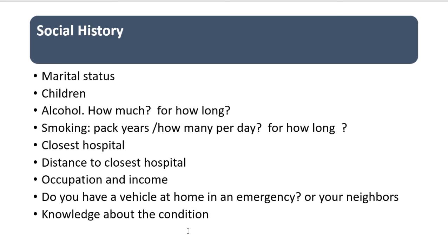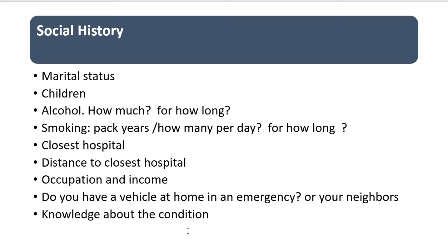Then you have to ask about the closest hospital and the distance to the closest hospital. Why do you ask? If there is an emergency, you need to have a clear understanding of whether this patient can come to the hospital or not. For example, if somebody is having an asthma exacerbation, there should be a nebulizing facility in this hospital, and this patient should be able to be admitted. If it's far away, then you have to write a referral to a nearby hospital.